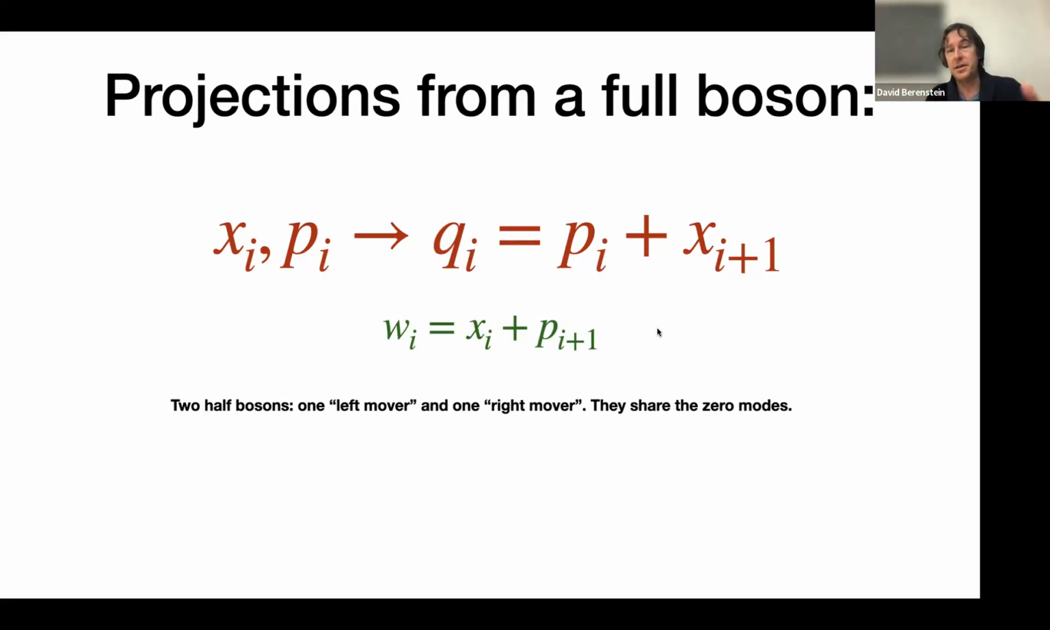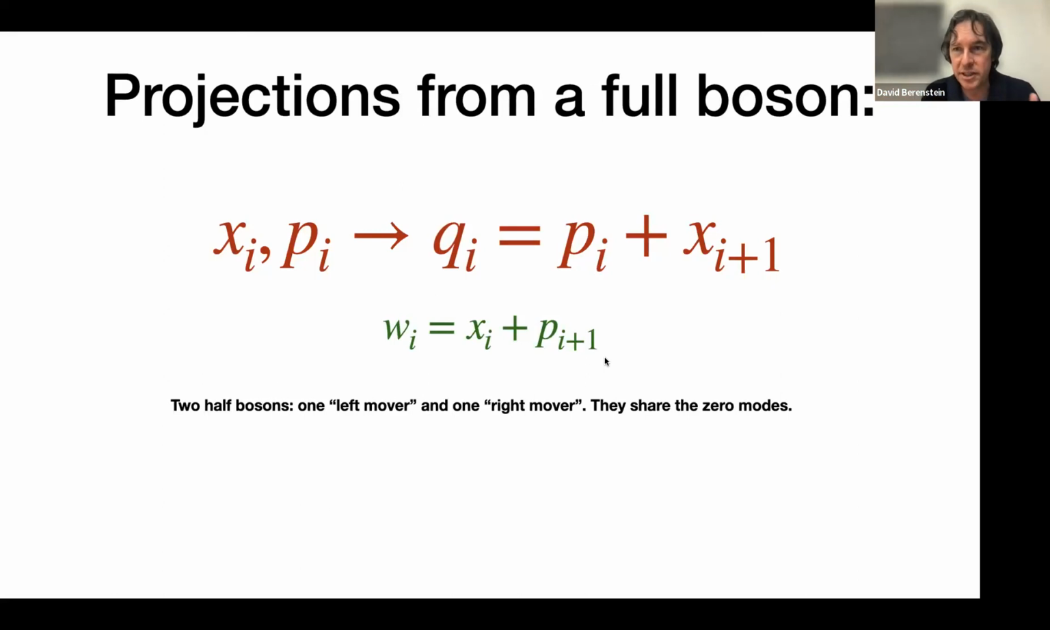So you can basically start with full bosons and go to half bosons, but you cannot go back without introducing new variables. Once you're in the half boson world, your system stays gapless, and to make it gapped, you need to introduce some extra variables that would do the trick. Okay, that's another way to see that the theory is not trivial.